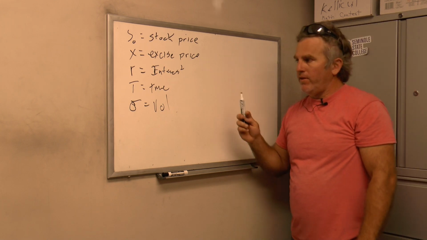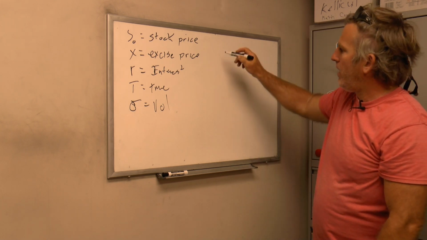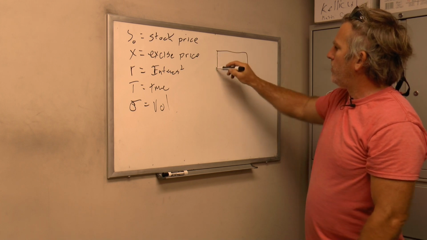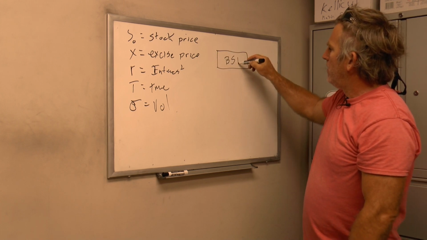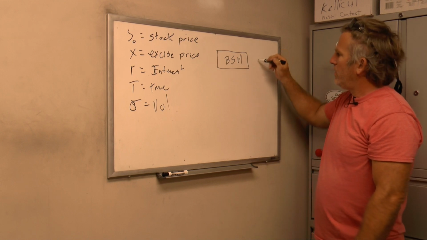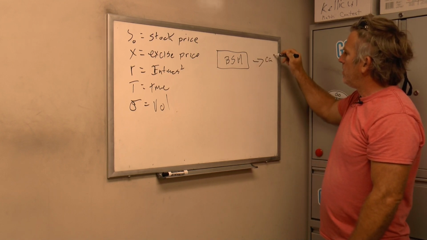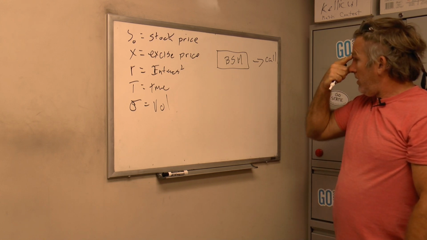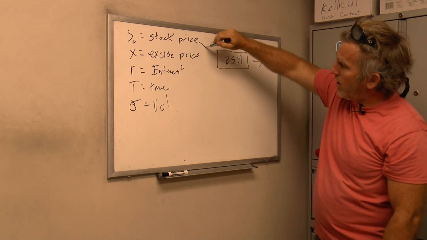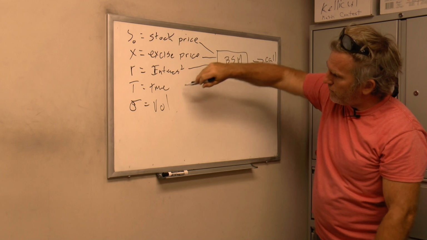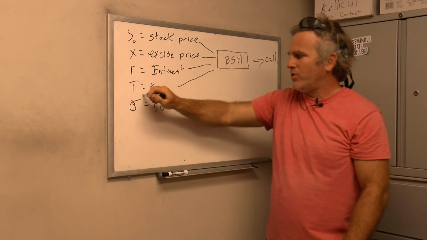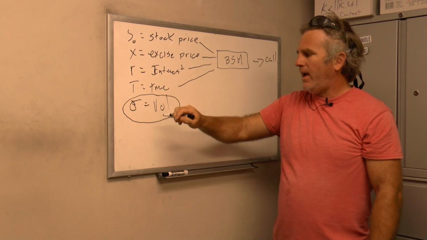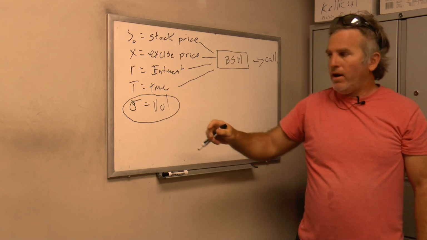Well, that's exactly what we're going to get to. So we have this mathematical equation called Black-Scholes, and it's a partial differential equation that's going to give me the price of a call option, or a put. And the things that it uses are stock price, exercise price, interest, time, and a volatility assumption. That is an assumption. You have to figure it out.